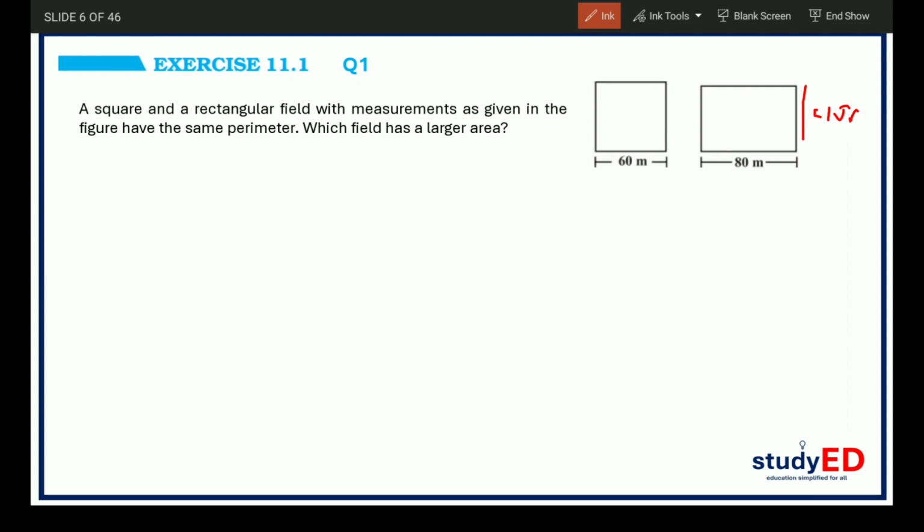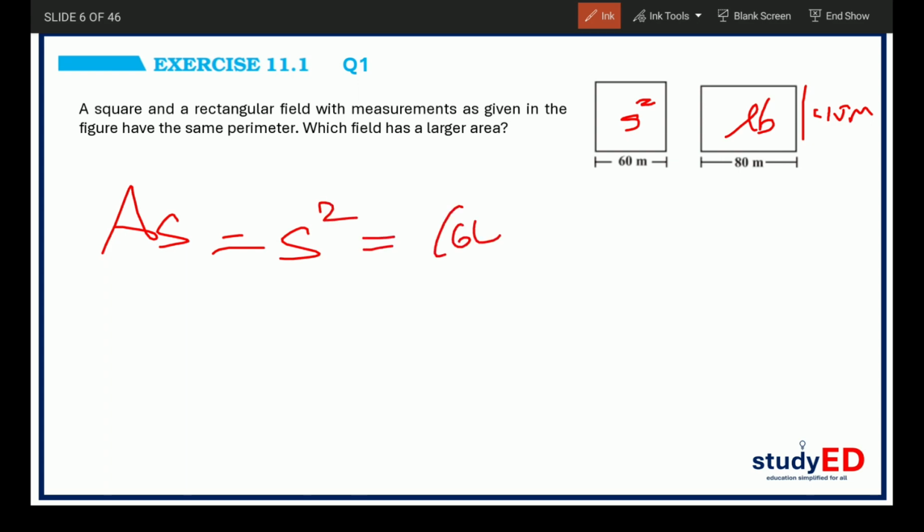Now you might be wondering, why did we calculate the breadth when they had asked us for the area? Well, for a square, the area formula is s square, but for a rectangle, it's lb. And here, we need the breadth. So we calculated the breadth using the perimeter formula. Now let's calculate the areas of both of them. Area of the square is going to be s square. So we get 60 square, which gives us 3600 meters square.